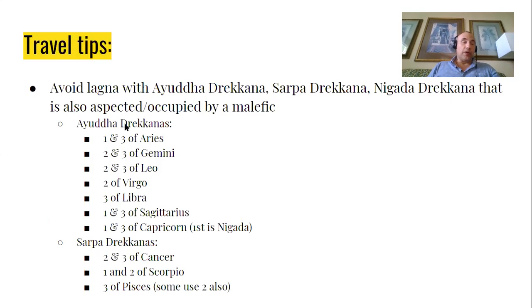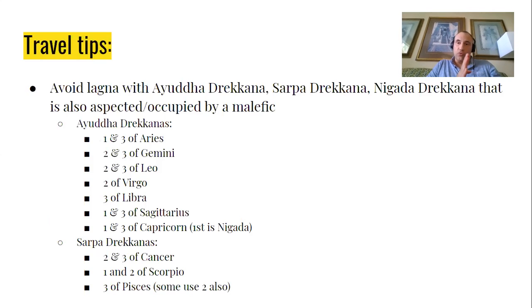Okay, so what are the Ayuddha drekanas? The first and the third of Aries, meaning 0 to 10 degrees Aries and 20 to 30 degrees Aries. A drekana is a 10-degree chunk of the 360-degree pie of the zodiac. So you can see the drekanas here, the first and the third, the second and the third of Gemini, that is 10 to 20 degrees, and then 20 to 30 degrees of Gemini. This is Vedic Gemini, okay? So if you're a Western astrologer, these drekanas, these decanates, refer to the Vedic chart.